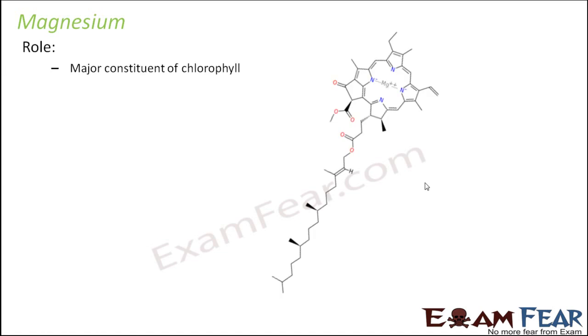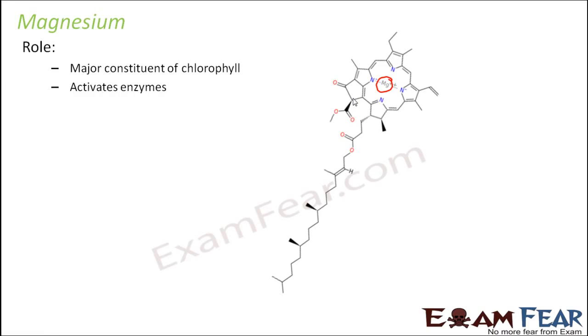Next is magnesium. It is a major constituent of chlorophyll. So if you look at the structure of a chlorophyll, you can see the presence of magnesium. And how important chlorophyll is for a plant, I don't think I need to tell you, because chlorophyll is the main thing because of which the process of photosynthesis takes place. And photosynthesis is the process by which plants prepare their own food.